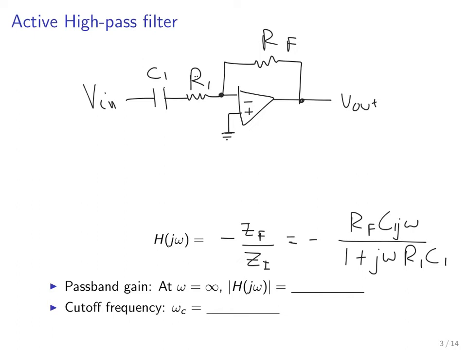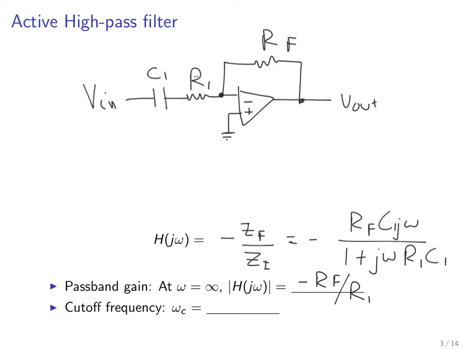Now, the passband gain we can get by setting omega equals infinity, right? Since this is a high-pass filter, if we set omega to infinity, then we should be well within the passband. And if we do that, then you can see that the one here is going to be negligible, right? Because this term and this term will dominate, and this one will become negligible. And so then we'll get minus RF divided by R1 as the passband gain, right? Because the C1 and omega and j omega will cancel out.